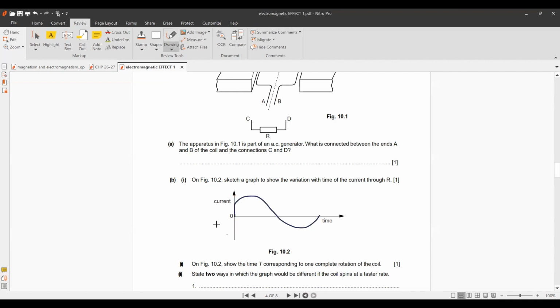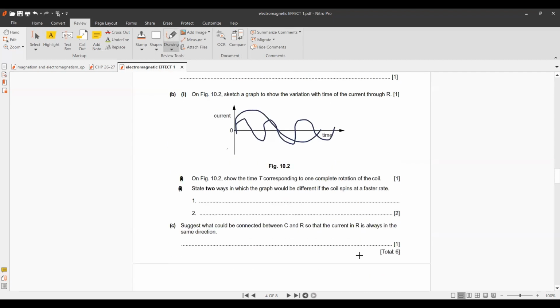If we have increased the speed, what will happen? There will be greater frequency. Do I only draw one maximum and one minimum? Well, that's enough. Then we can draw two ways in which the graph would be different if the coil spins faster. If the coil is spinning faster, what will we have? Higher frequency, more peaks, and more amplitude, or more current across it.